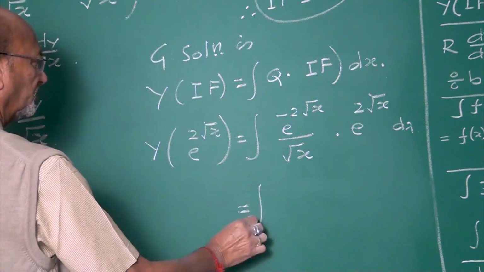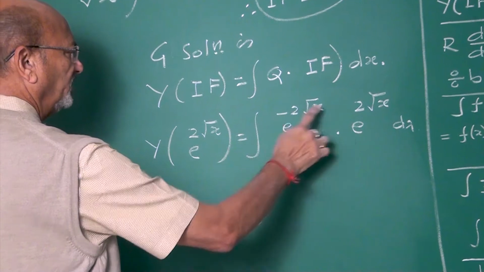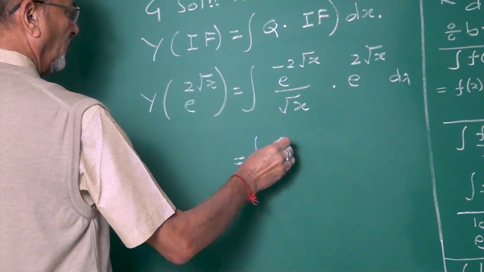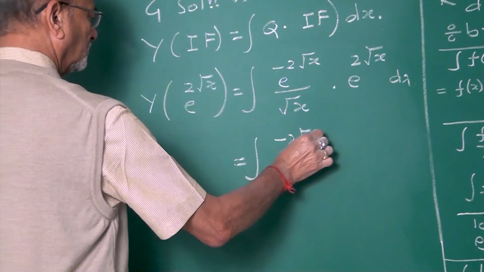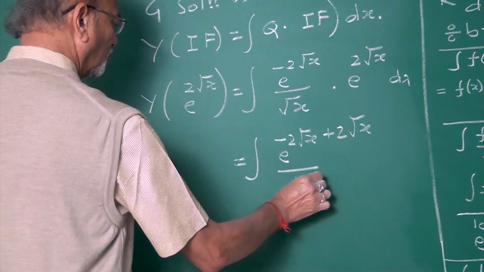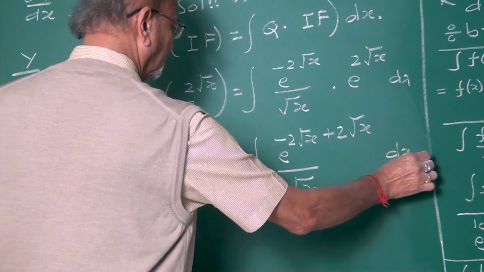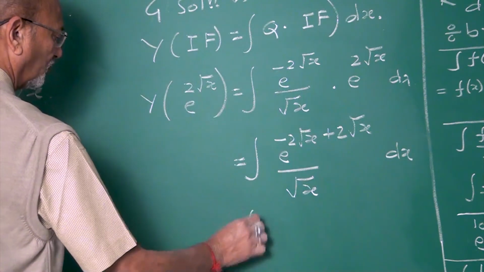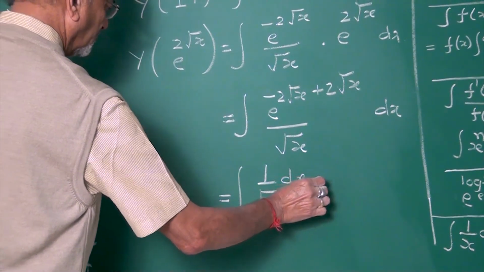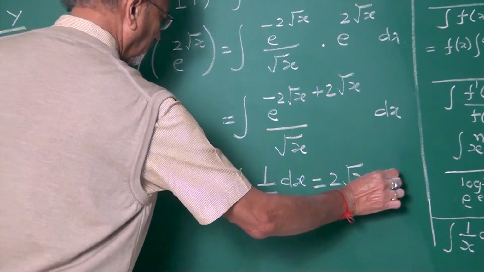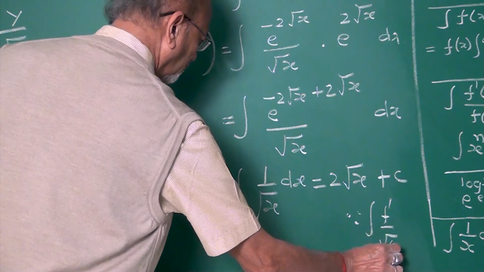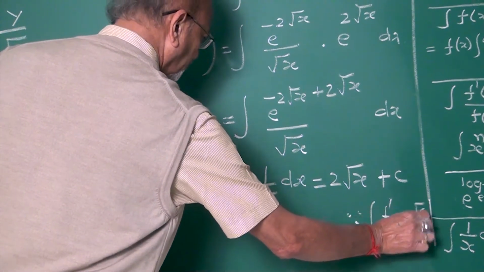What is this integral? Same base, so the powers add, it becomes e to the power 0: minus 2 root x plus 2 root x. The denominator is root x dx. On cancellation, what is e to the power 0? 1. So 1 upon root x dx. Same formula once again: it is 2 root x plus c. Why? Again, it is the integral of f dash upon root f, which is 2 root f.